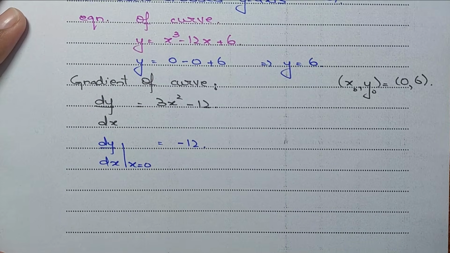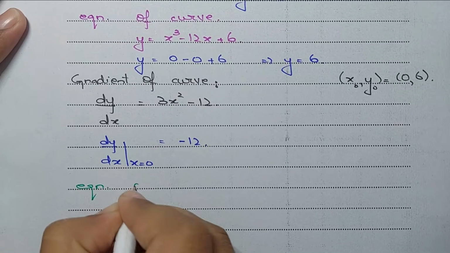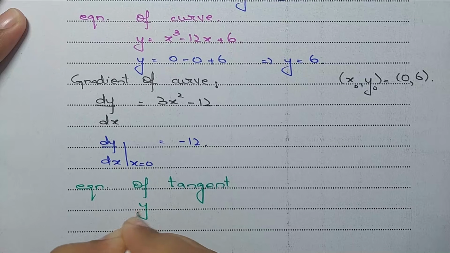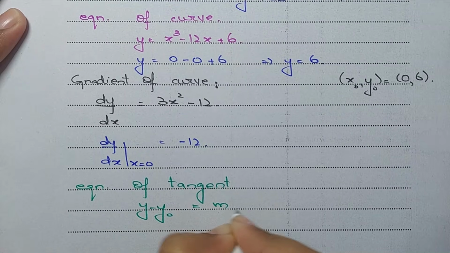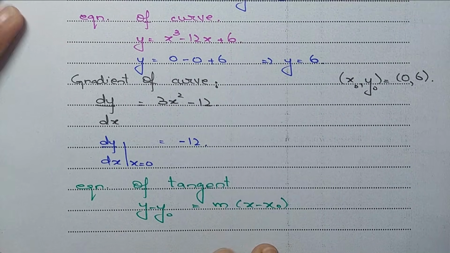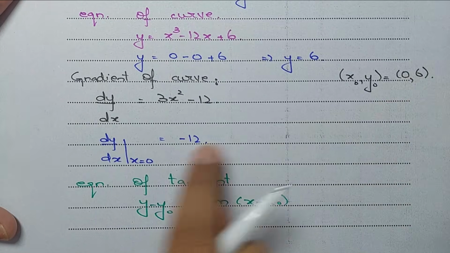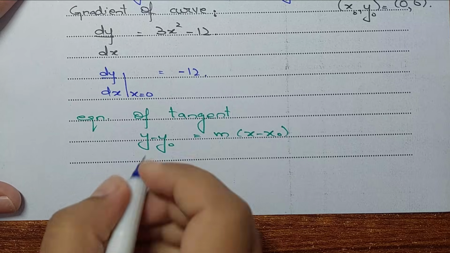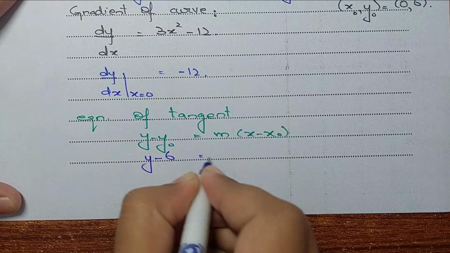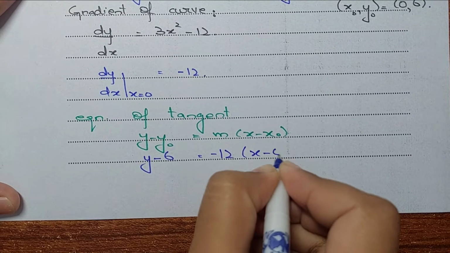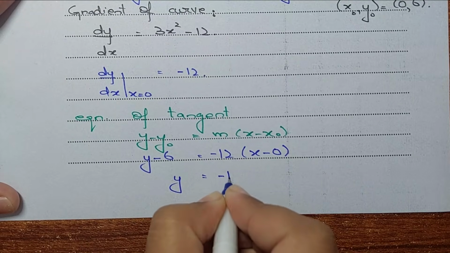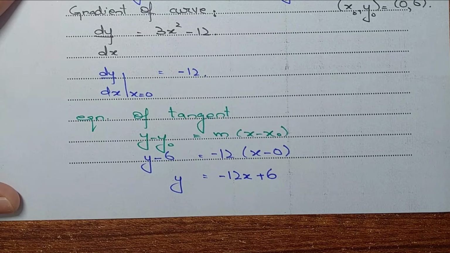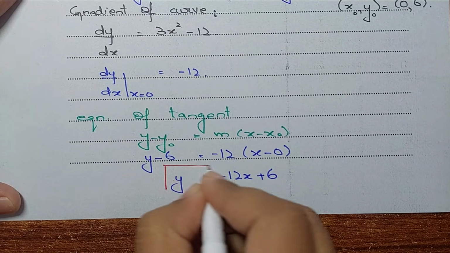Now just write down the equation of tangent. y minus y naught is equal to m into x minus x naught. x naught and y naught is this point 0, 6. m is the gradient, which is negative 12. Just substitute and you will get the equation of tangent. So y minus 6 is equal to minus 12 into x minus 0. So y would be equal to minus 12x, and shift the 6 to the other side, plus 6. This would be the equation of tangent.